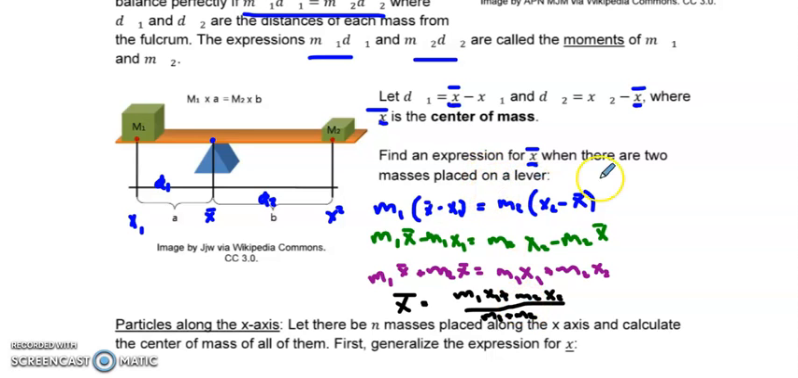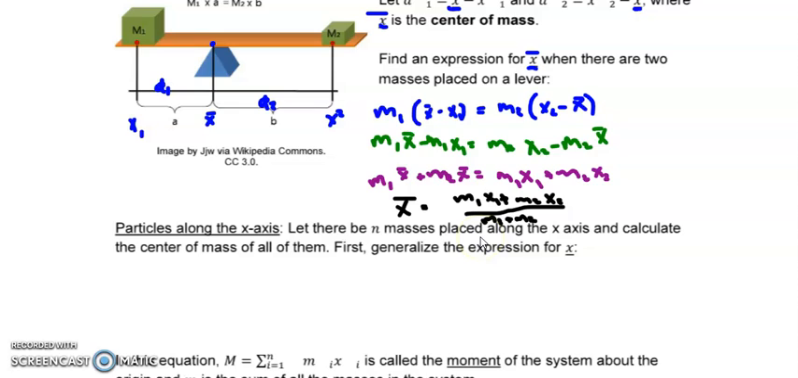Okay, so let's do an example with this and just show how it works. Basically, if we have n masses along an x-axis, so put it on the coordinate plane, and we want to calculate the center of mass of all of them, this is obviously more complicated than just having two particles, each with its own mass, and balancing on a lever or on a rod. Now we have to generalize the expression for x bar to be n particles instead of just two particles.